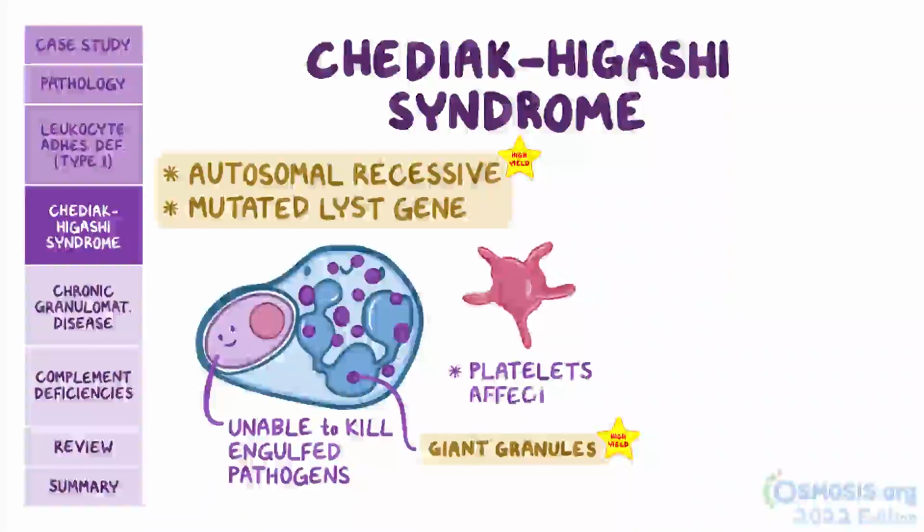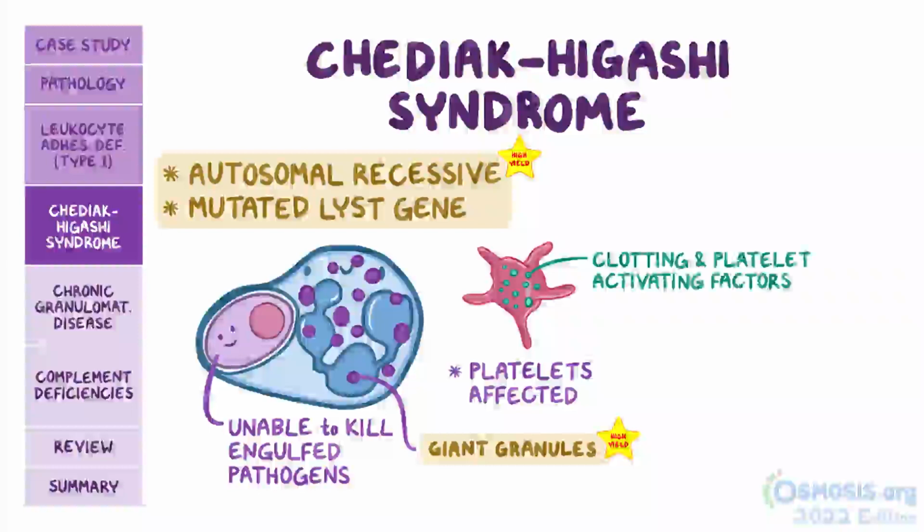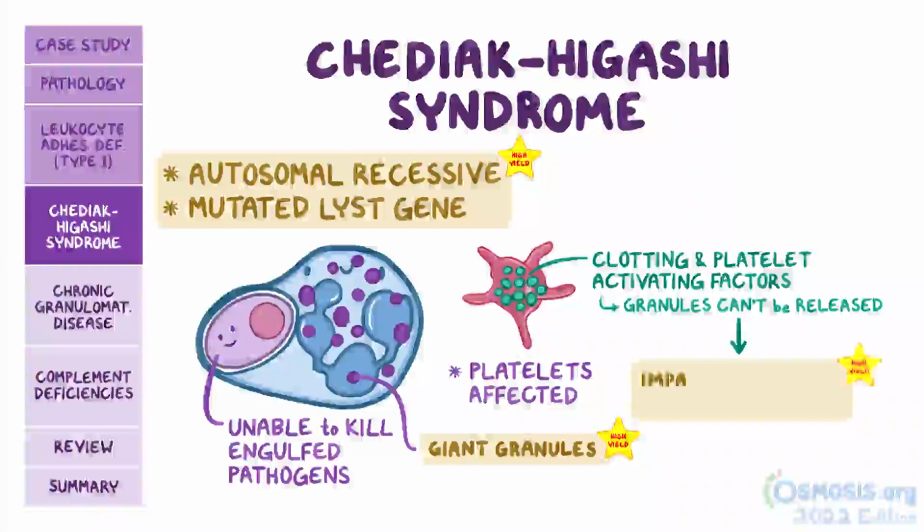Platelets are also affected in Shigyaki-Gashi syndrome. That's because, normally, platelets have intracellular vesicles or granules that contain clotting and platelet activating factors. But in Shigyaki-Gashi syndrome, these granules can't be released, so they become giant and there's impaired platelet aggregation.